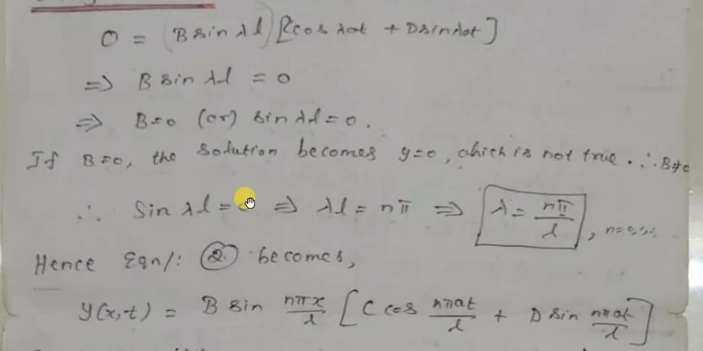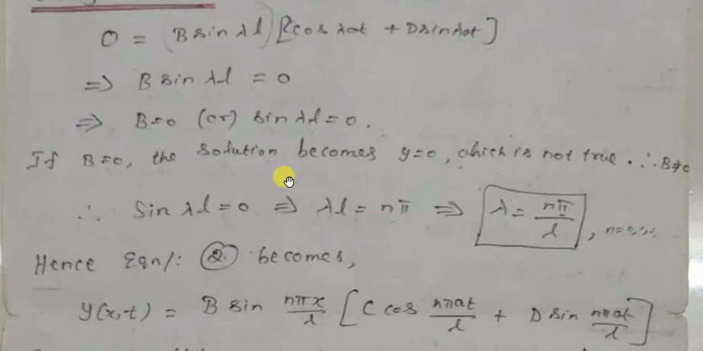What is sin inverse of 0? At what angle will sin take the value 0? At the angle n pi, where n varies from 0, 1, 2, 3, etc. When n is 0, the angle 0, sin will take the value 0. Angle plus or minus pi, plus or minus 2 pi, everything sin will take the value 0. So in general we are writing it as n pi. Sin inverse of 0 is n pi. So therefore lambda is equal to n pi by L.